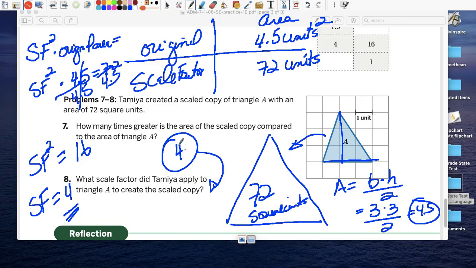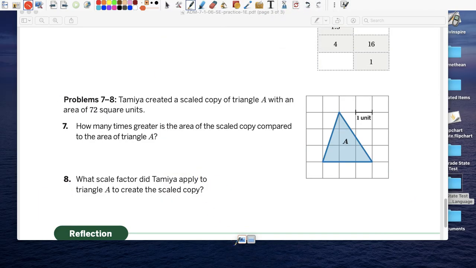To number 8 actually: how many times greater is the area of the scale copy compared to the area of triangle A? Well, 72 and 4.5 is 16 times bigger. Okay? And that's that. Is there more?